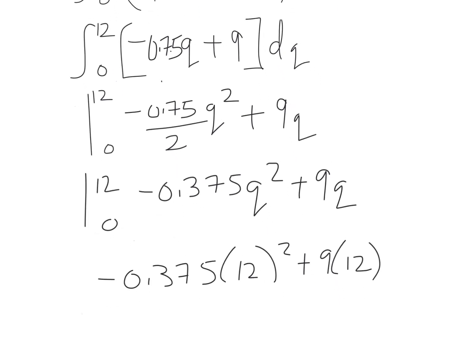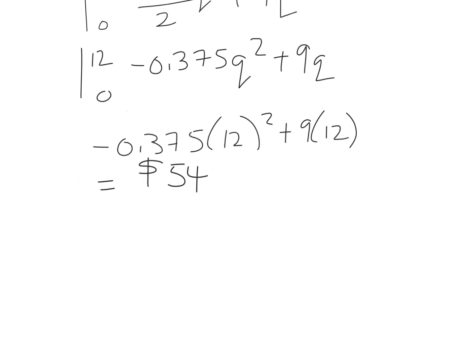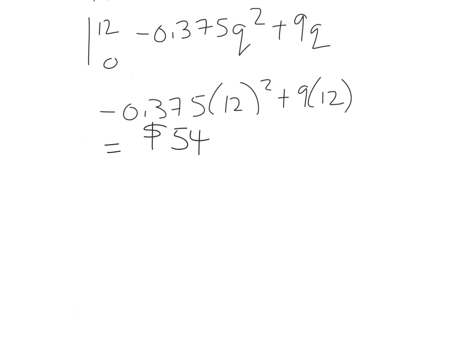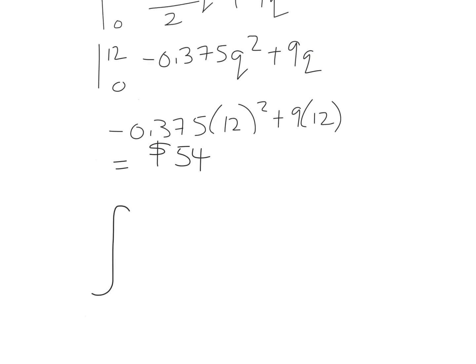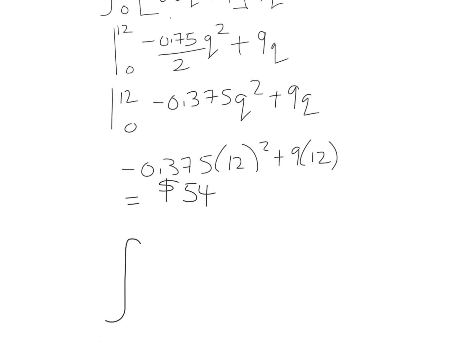What do we get here? Is it 54? Yeah, 54. Okay, so $54. That's your consumer surplus. And we're going to do the same for producer surplus. Wait, is it 54? It is 54 because 12 squared is 144, times 0.375 is 54. But what about 12 and 9? 9 times 12 is 108, then you minus 54, so it's 54.